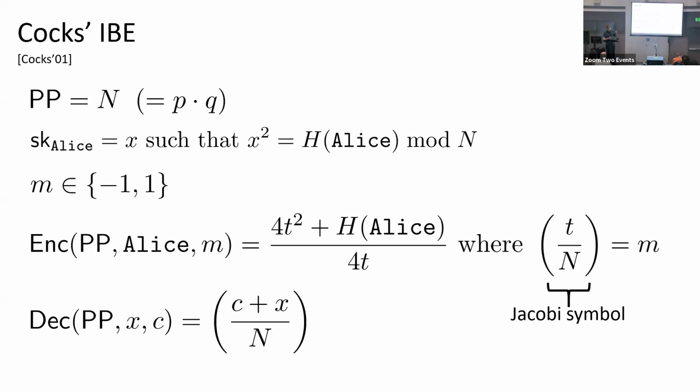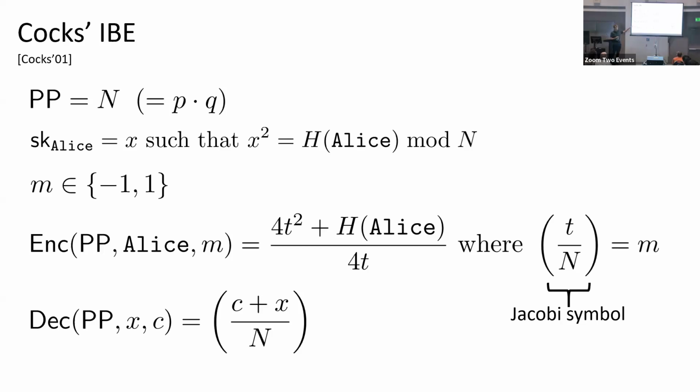The public parameters are going to be an RSA modulus n, the product of two primes. Alice's secret key is going to be a square root of the hash of her identity, where the hash is some public hash function. The message is going to be a bit, which we'll encode as plus or minus 1. To encrypt, Bob hashes Alice's identity, and he also chooses this value t, and the ciphertext is going to be (4t squared plus the hash of Alice's identity) divided by 4t.